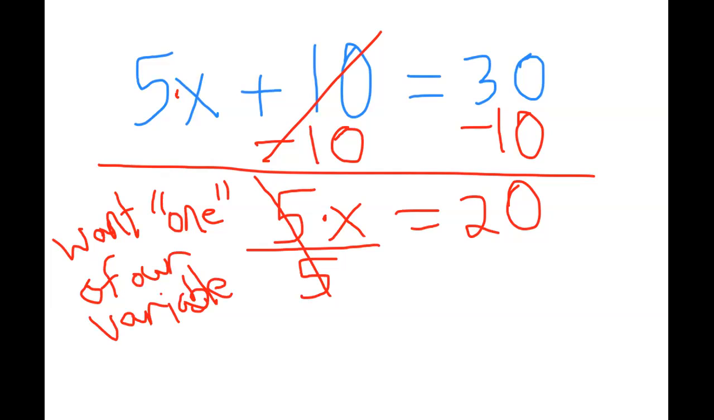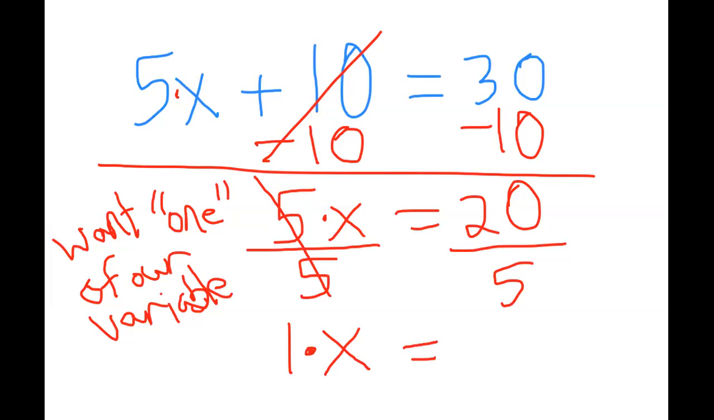So anyway, I did the opposite operation, and I want one of our variables. If I divide any number by itself, it's going to be 1. So if I have 5 times a number, I can divide it by 5, and it will become 1. But I always have to do the same thing on the other side. So on this left side, I'm just left with x, or I could even say 1 times x, and then it's equal to this division right here.